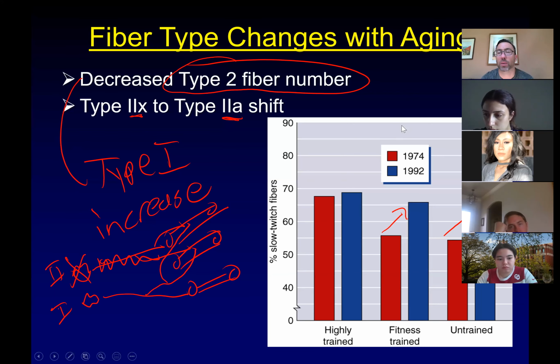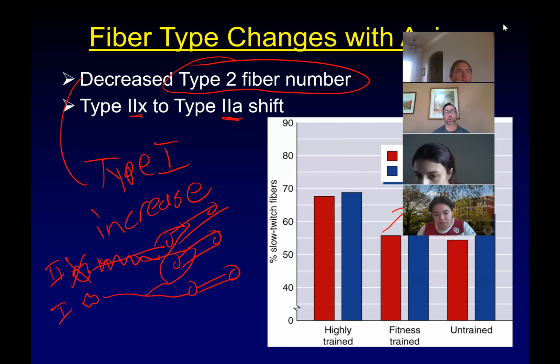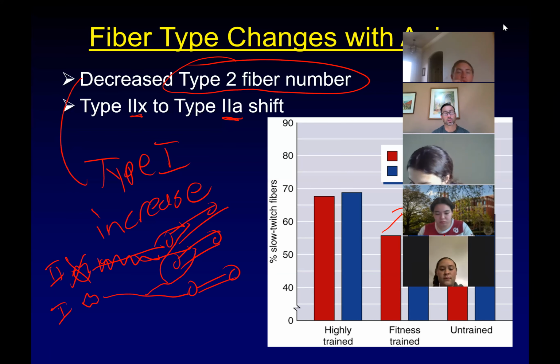What would that fiber type shift make it more difficult for me to do? Chandler, what do you think? If I have more type 1 fibers than type 2 as I'm aging, what am I not going to be as good at? Force production. Okay, I'm going to lose force. Good, that's 1. Jacob, what about you? Can you think of something else?